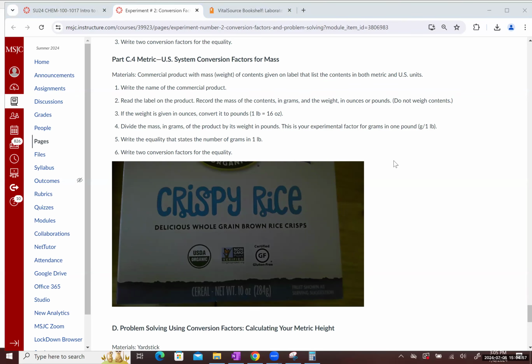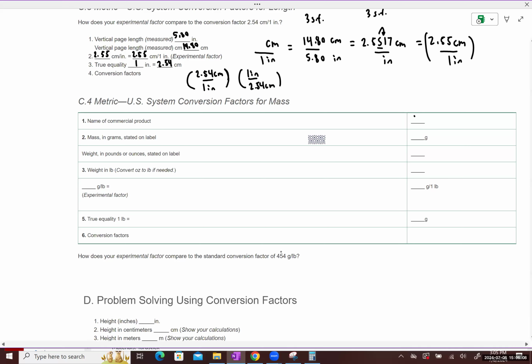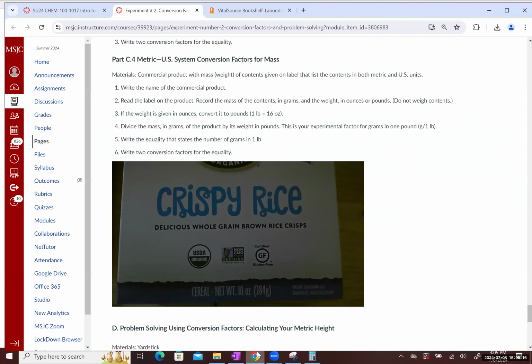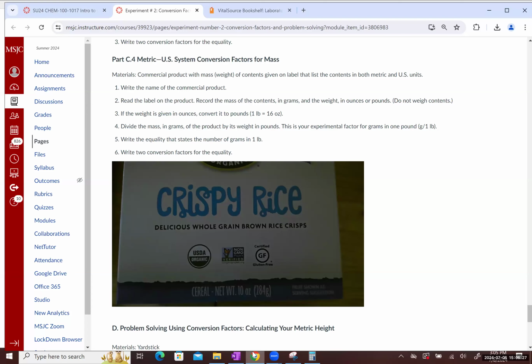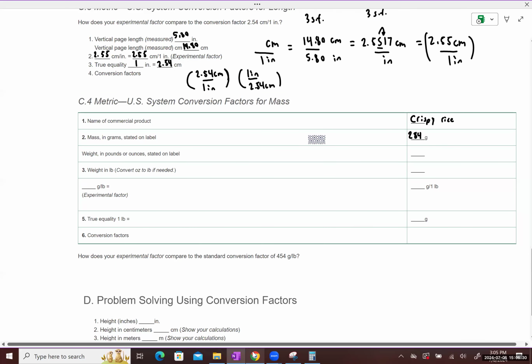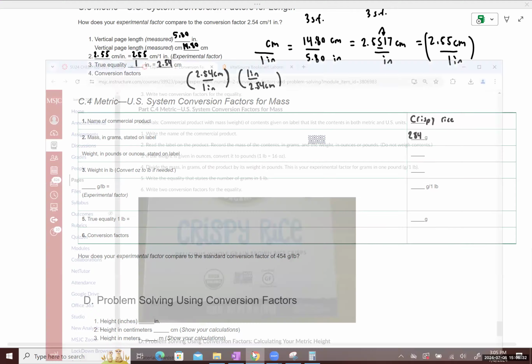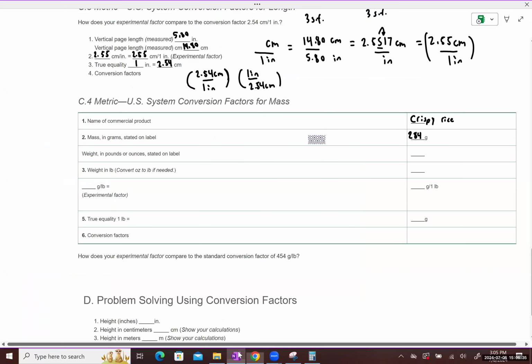So in this case, we're just going to transfer these directly to our lab manual. So let's just fill that in. The name of the commercial product is crispy rice. Okay, the mass in grams is 284 grams. The weight in pounds is not given in this case. So we see instead a weight in ounces of 10 ounces.